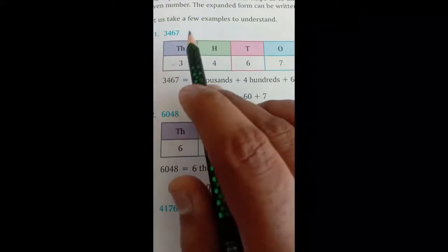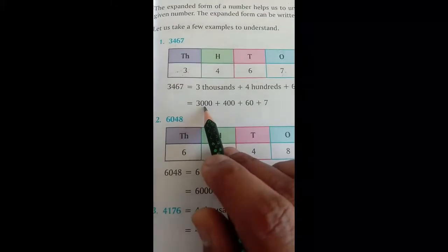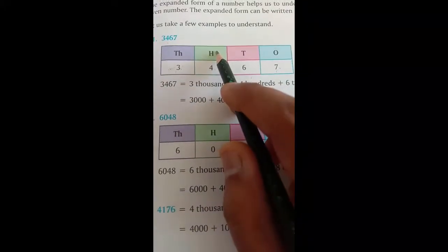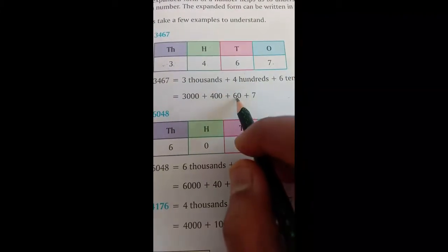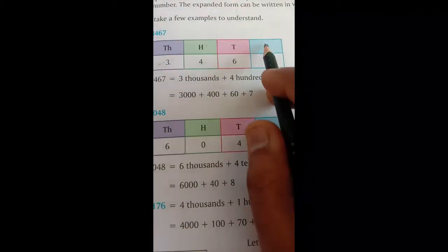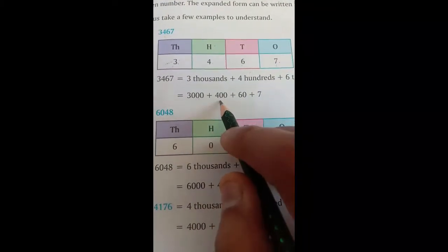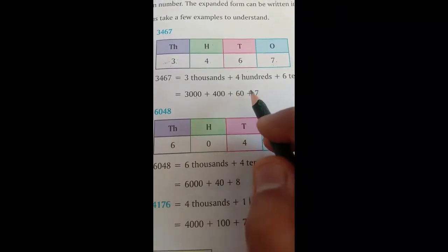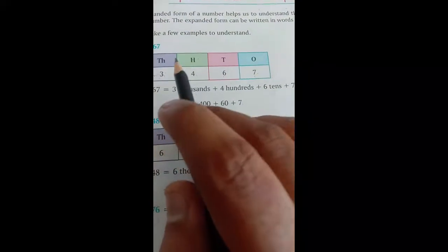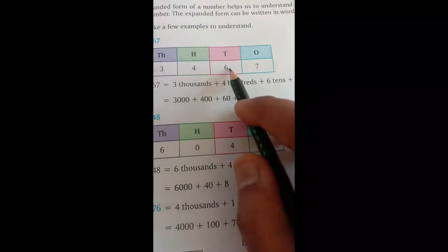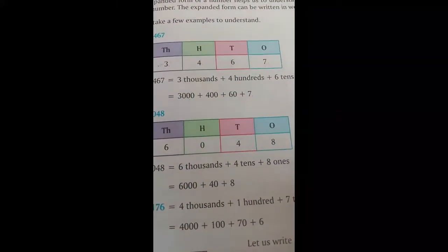Now 3 on the place of 1000, so 3 multiply 1000, 3000. 4 multiply 100, 400. 6 multiply 10, 60. 7 multiply 1, 7. 3000 plus 400 plus 60 plus 7 equal to 3467.